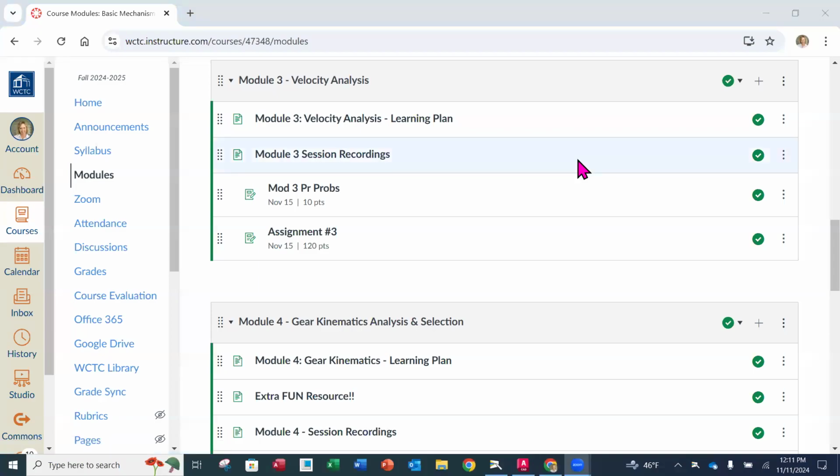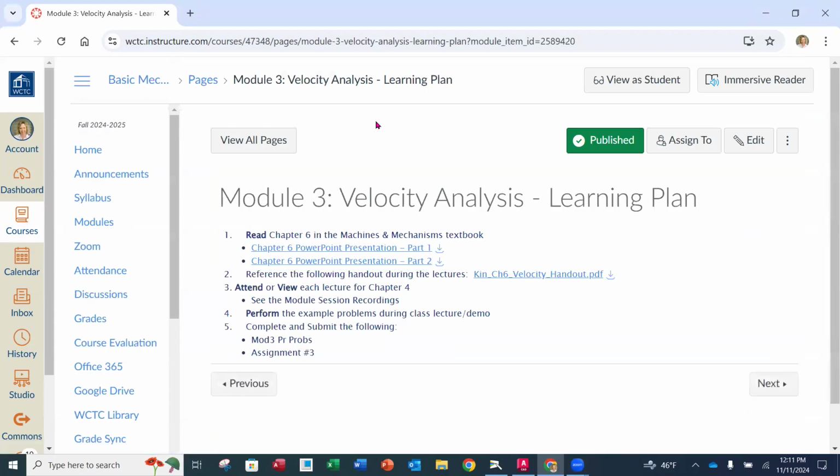Okay, so we're going to be continuing on in Module 3 today. The last time we were together, we got started on Module 3, which was working mostly out of that handout that we had. If we go back to our learning plan, Module 3, we were able to get through our first PowerPoint presentation, okay?